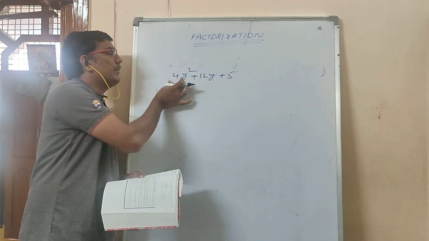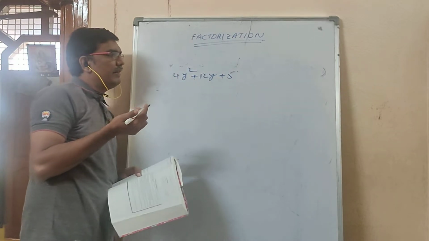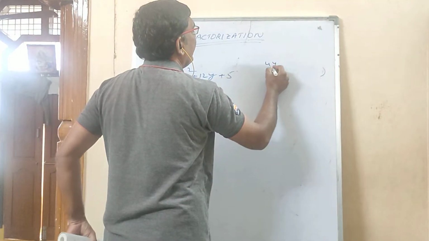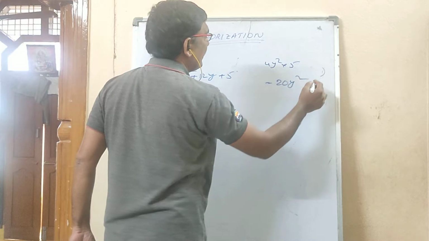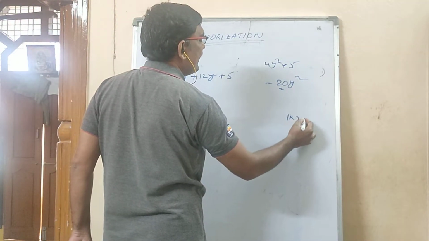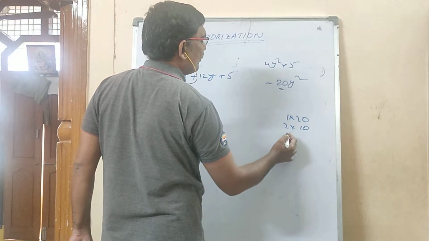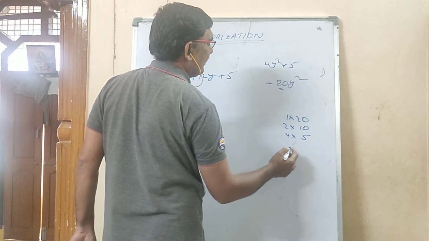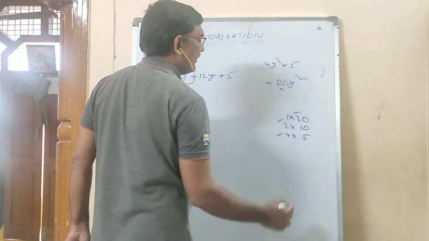Then what you have to do? Multiply first and last terms. 4y square should be multiplied with 5. 4y square into 5 if you do, you are getting 20y square or not? Factors for 20 means 1 into 20, 2 into 10. In 3 table it won't go. 4 into 5. After 4, 5 came here. So only 3 are there.